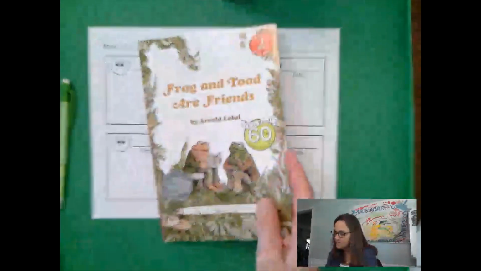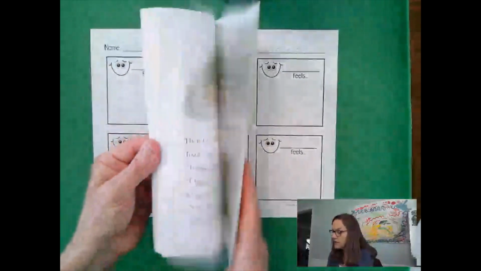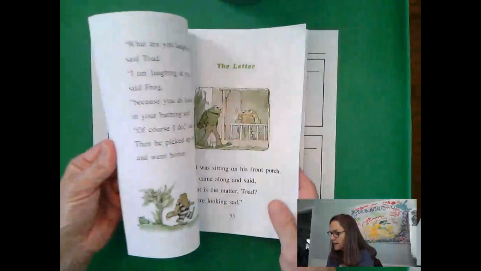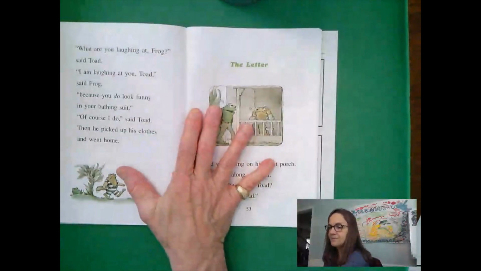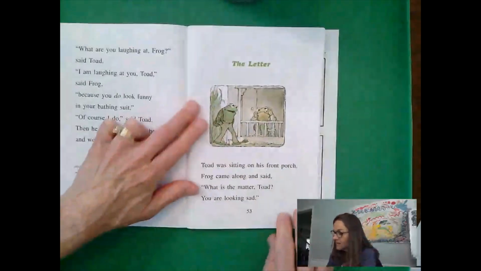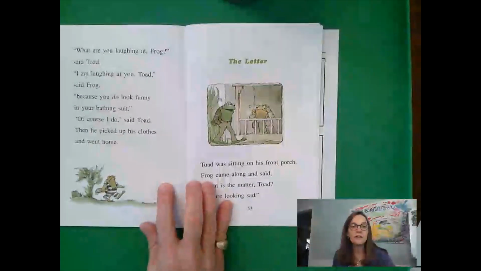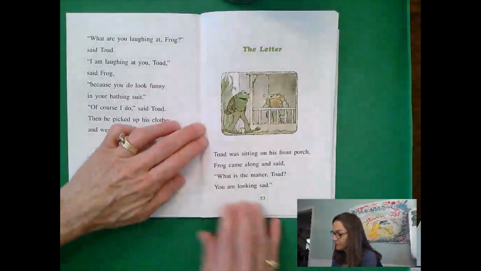Okay, let's go ahead and open up our book, Frog and Toad Are Friends by Arnold Lobel. Let's go to the back and let me read this little chapter back here. This is called The Letter. Is this clear and out of the way of my picture? Well, yes, it is. Okay, it's called The Letter.